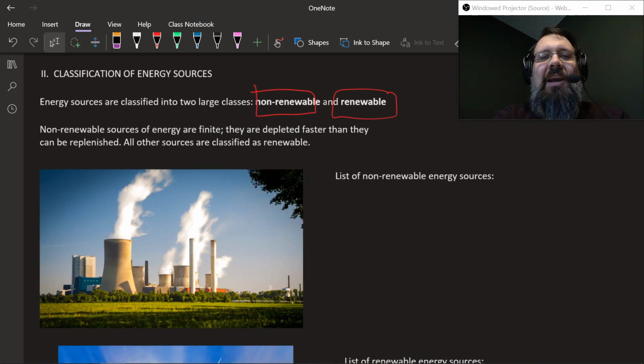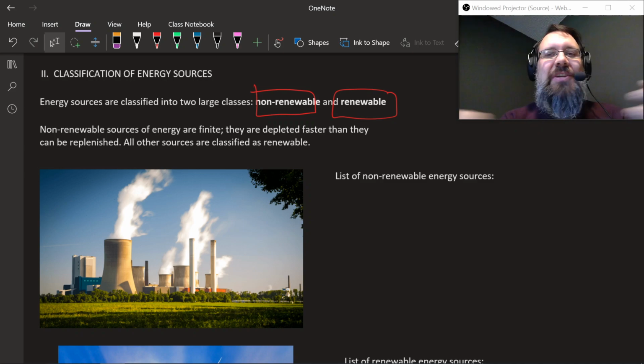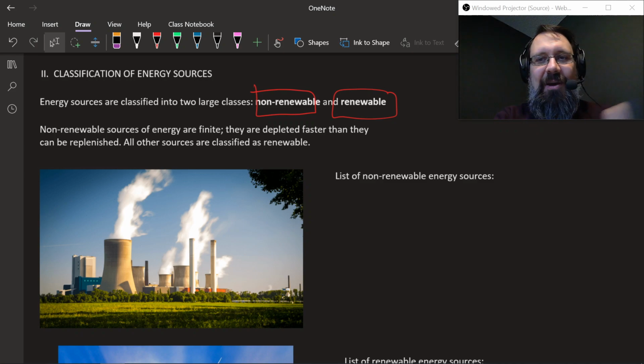Well, but let's be careful with what we mean by non-renewable. Renewable makes sense, right? Like it replenishes itself, it comes back. But non-renewable is weird, because technically everything is non-renewable because the universe is going to end. We're eventually going to run out of everything. Entropy is going to take over, the heat death of the universe. So technically there's no such thing as a truly renewable resource. So we have to be precise in how we define a non-renewable source.